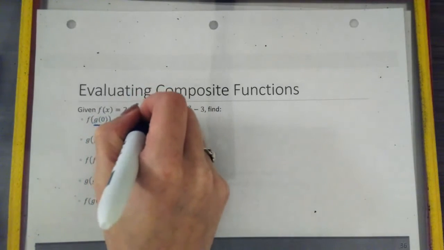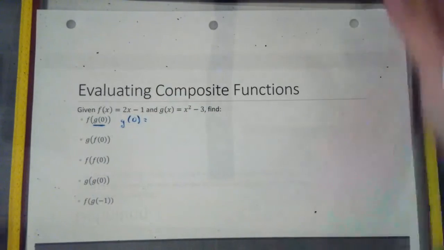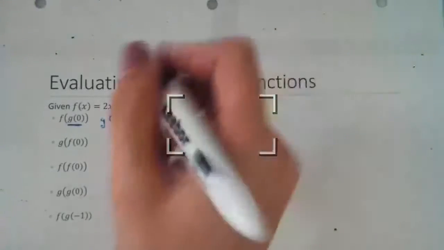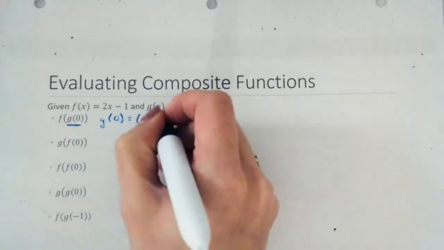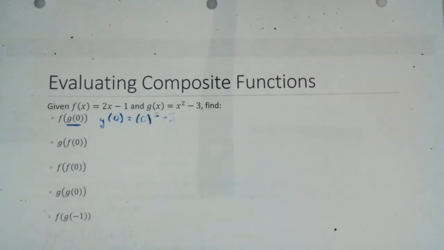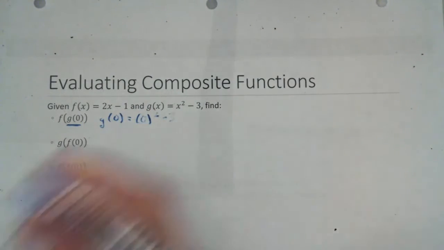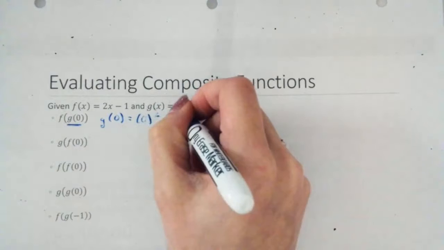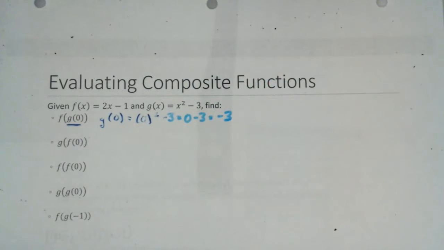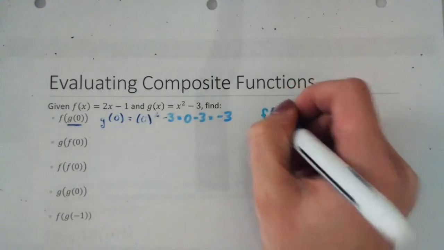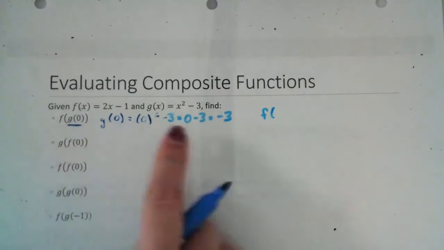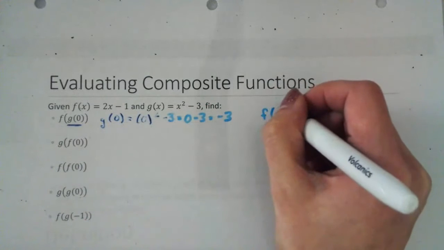So to find g of 0, I'm going to plug in 0 for x into my function g. That's going to be 0 squared minus 3, which is 0 minus 3, which is a negative 3. So now we have g of 0. But I need to go in and plug in negative 3 into my function f because I'm looking for f of g of 0, but we know g of 0 is equal to negative 3.